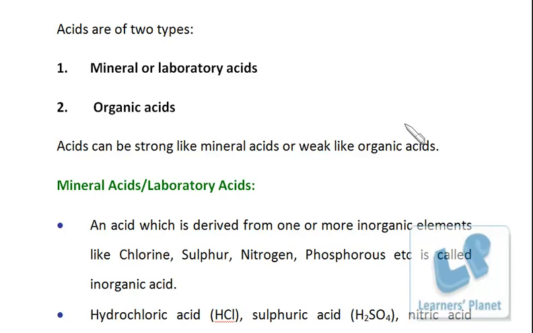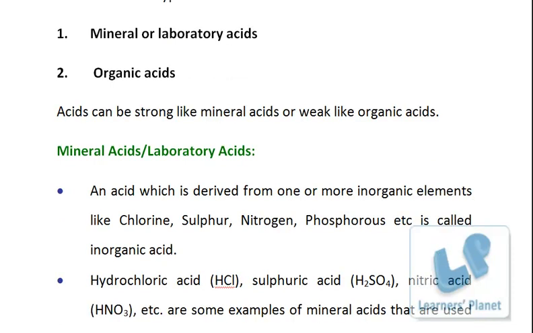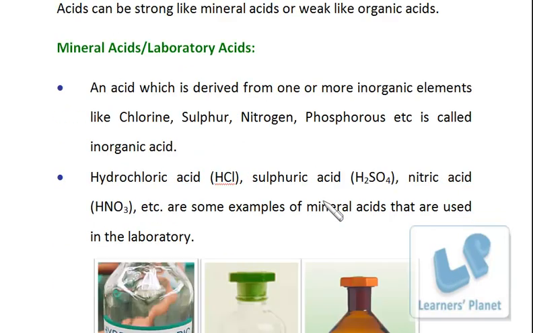You might have heard the names of all these acids. And organic acids are like acetic acid, formic acid, something like that, right? Mineral acids, laboratory acids, are acids derived from one or more inorganic elements. When carbon is not present in the compound, then elements like chlorine, sulfur, nitrogen, phosphorus give inorganic acids, right? When carbon is not there in the compound, it is known to be an inorganic compound.